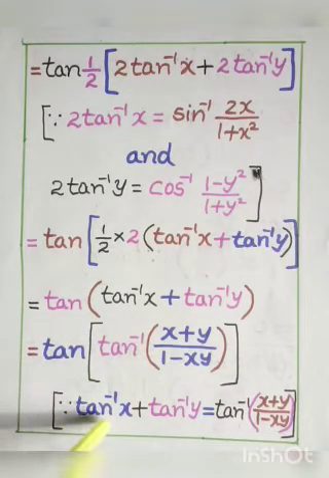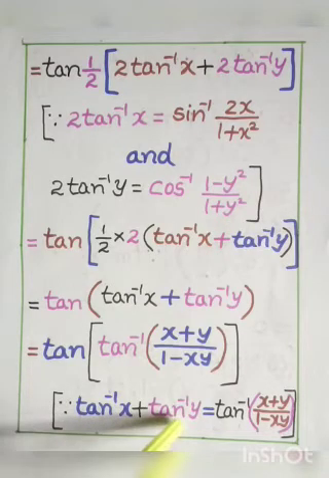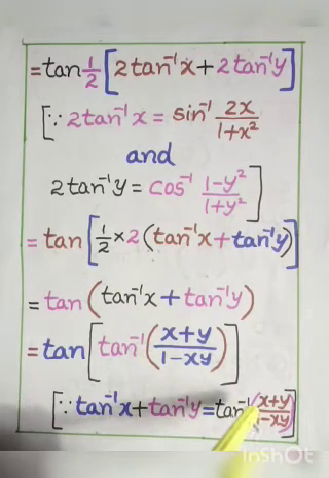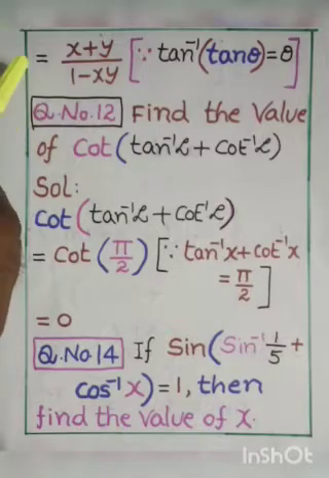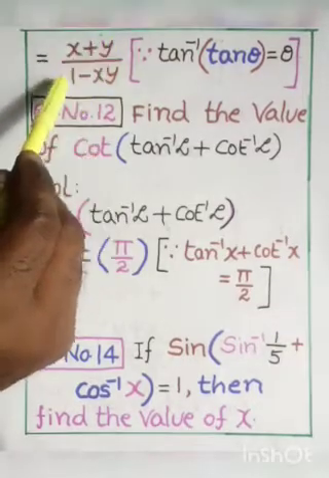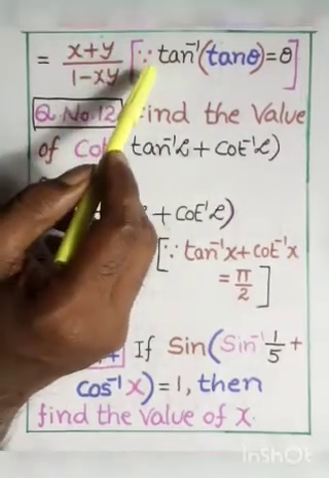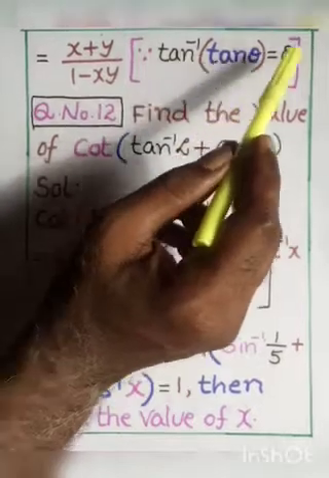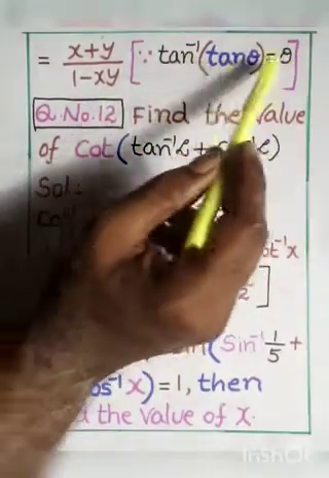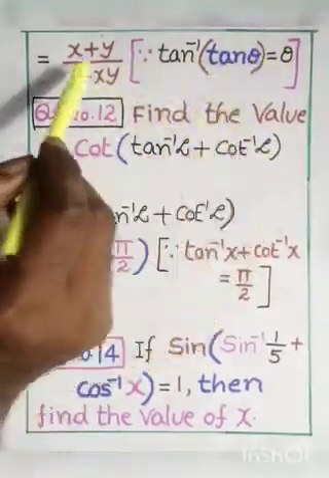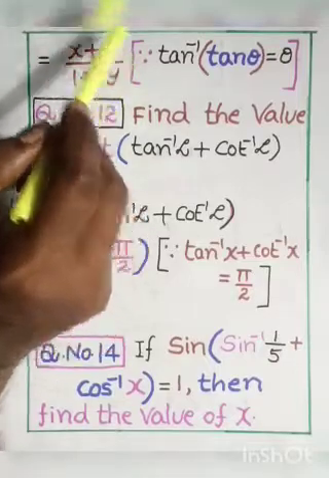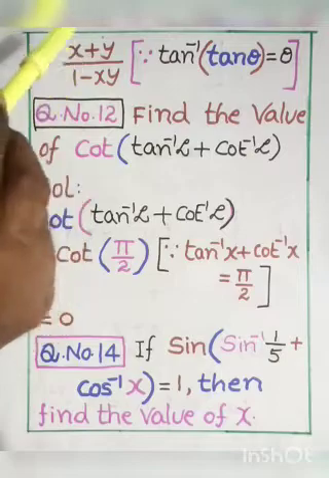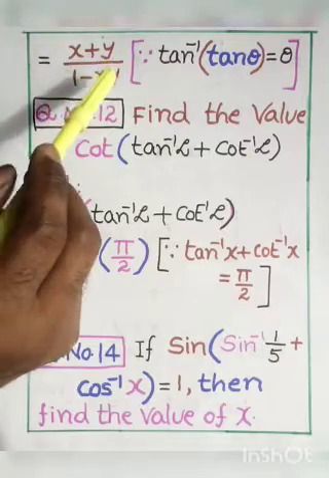I wrote here that formula also. Tan inverse x plus tan inverse y is equal to tan inverse of x plus y by 1 minus xy. Right. That is equal to x plus y by 1 minus xy, because tan inverse of tan theta is equal to theta. By using this inverse trigonometric property, we get this step x plus y by 1 minus xy. So this is the value of given function. Understood, my dear children? Right.